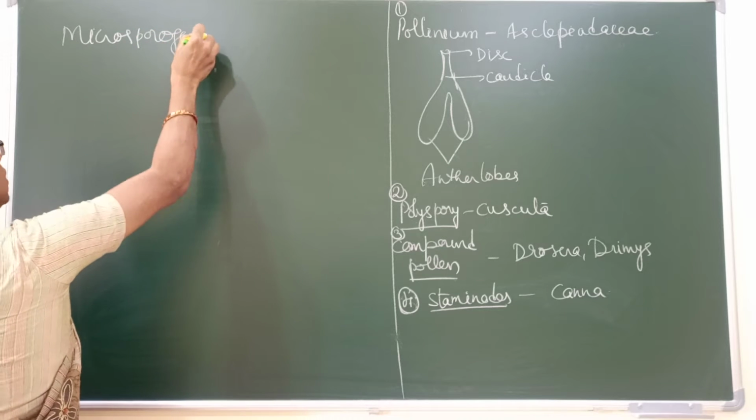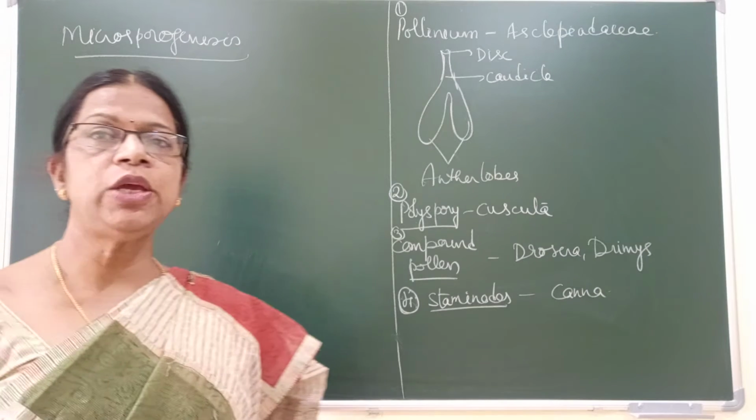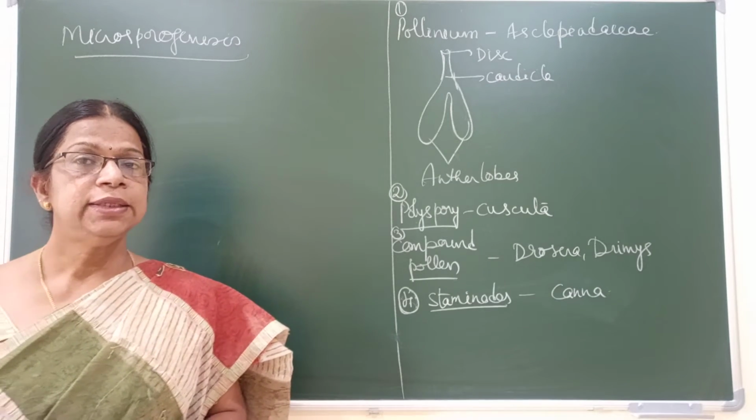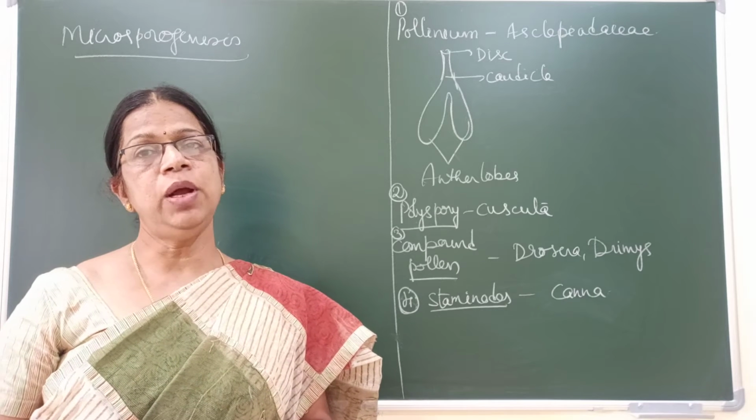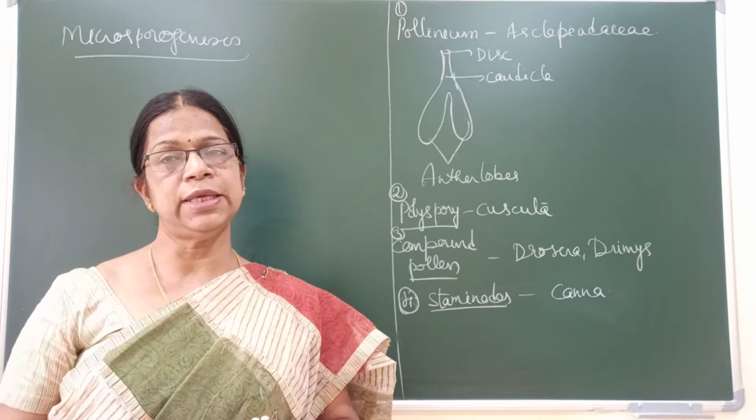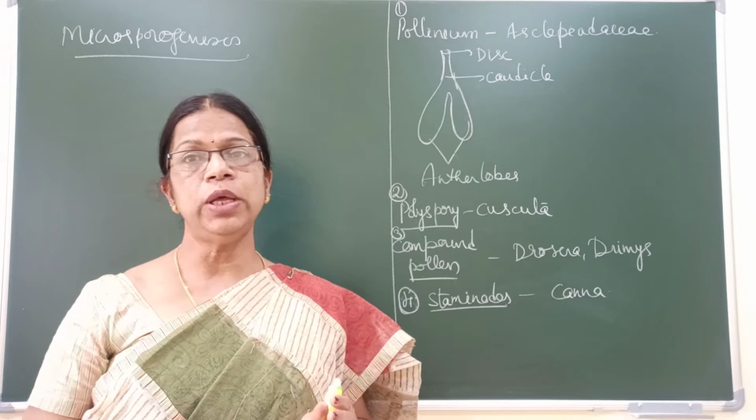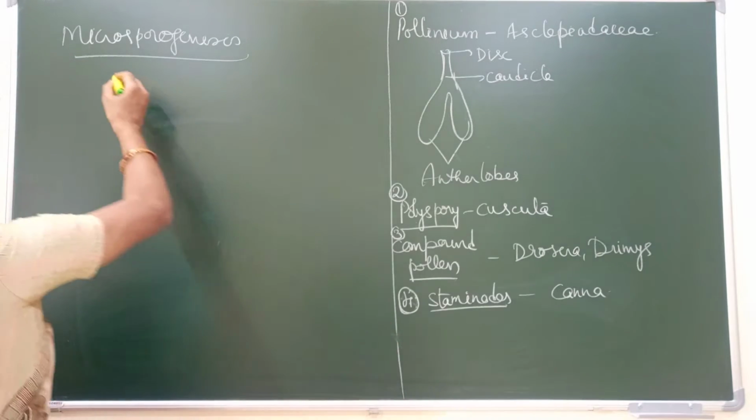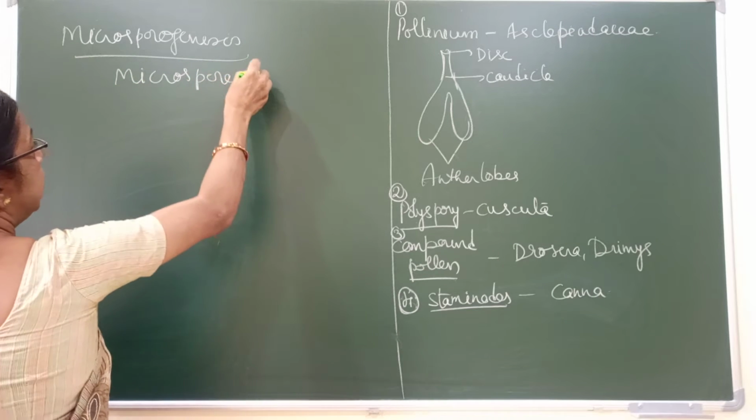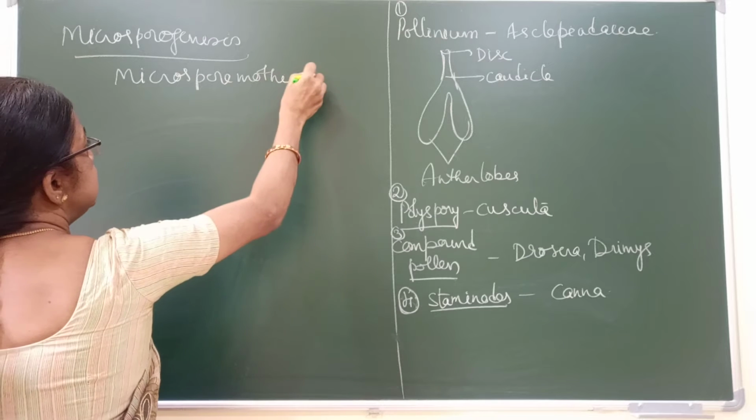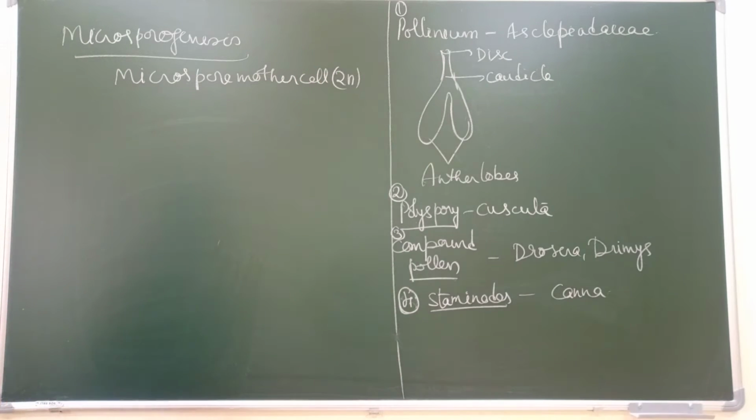Microsporogenesis is the formation of microspores from the pollen grains. That is called microsporogenesis. So it starts from the microspore mother cell. This microspore mother cell is found in the pollen sac. The microspore mother cell is a diploid cell.